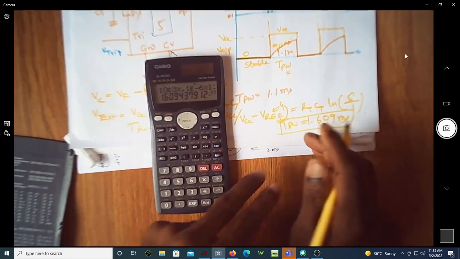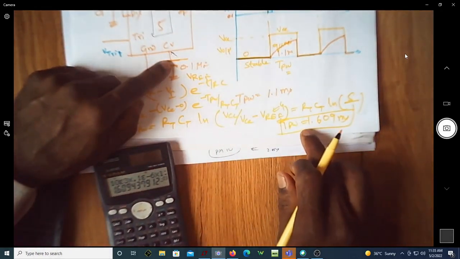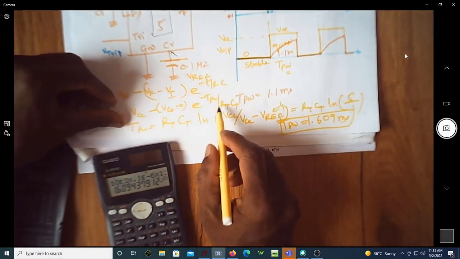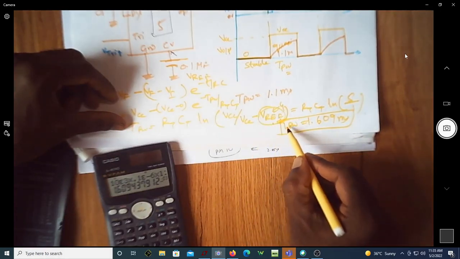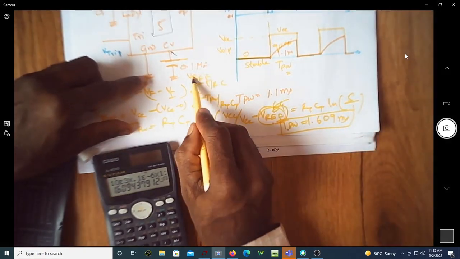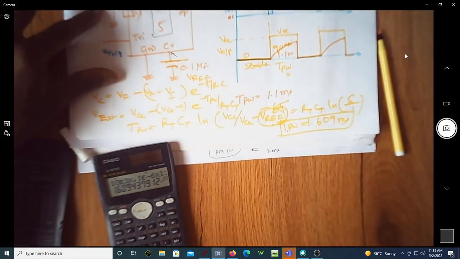If you put a capacitor here, this becomes 1.1 millisecond. Since you have an external reference voltage applied, the pulse width is now decided by this voltage along with RTCT.